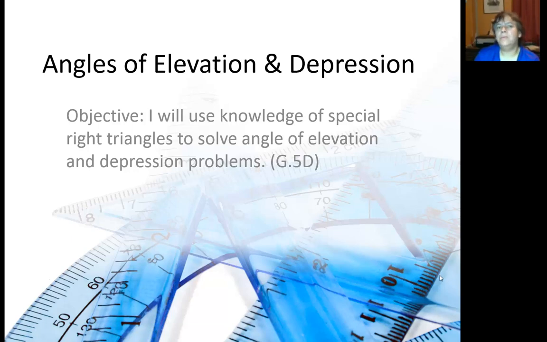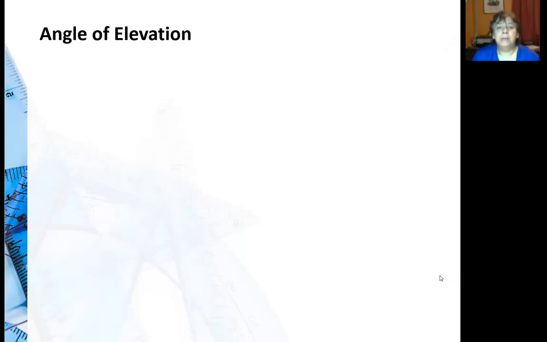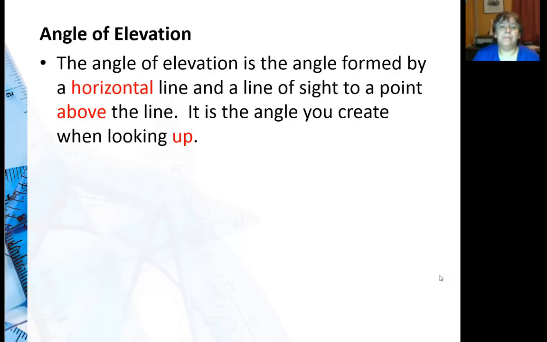One of the ways that right triangles are used a lot in real life is through angles of elevation and depression. So what is an angle of elevation? It's the angle that is formed by a horizontal line and the line of sight. So you've got to be looking up.